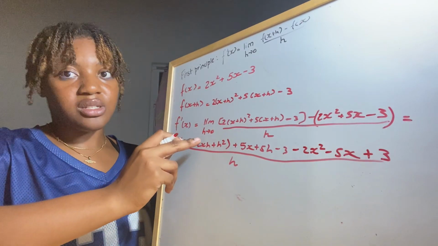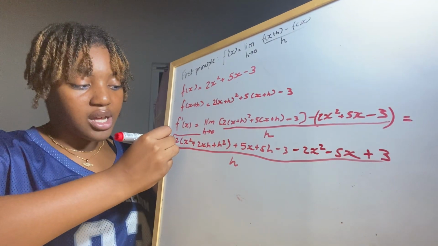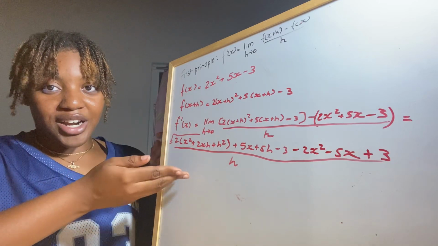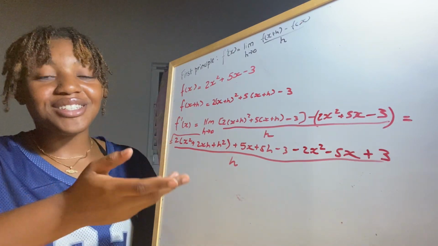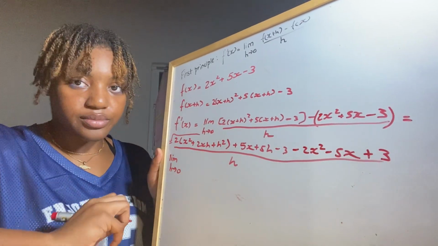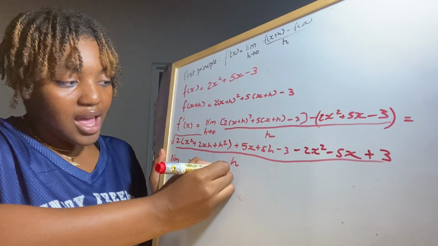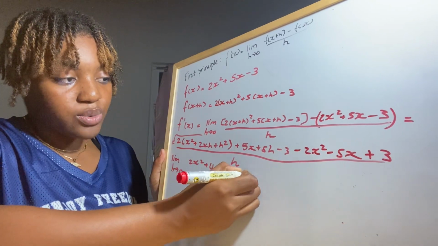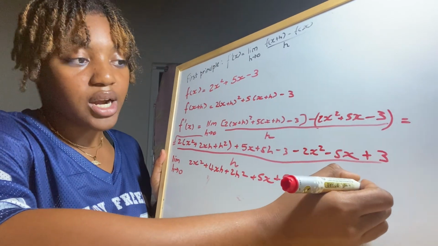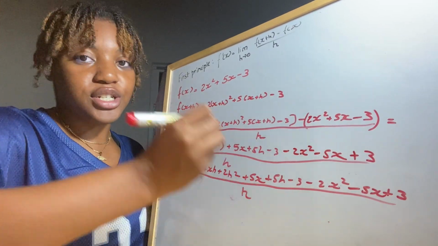And I was supposed to have limit as h approaches 0 in front. However, I'm limited on space, so just recall that that should be at the front right here. So next thing I'm going to do is distribute the 2. In fact, let me put the limit right here now. So we're going to have 2x squared plus 4xh plus 2h squared, and have the same thing here. Minus 3 minus 2x squared minus 5x plus 3, and all of this is going to be over h.